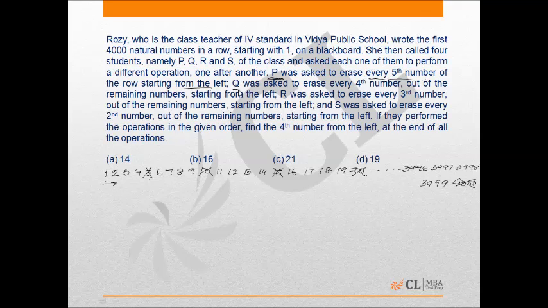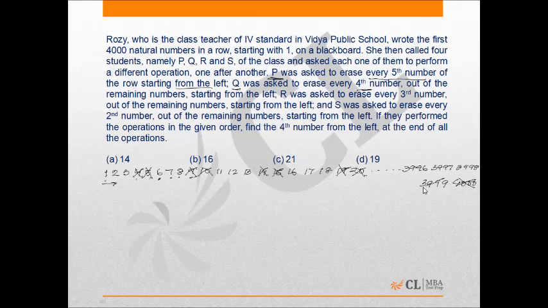Next, Q was asked to erase every 4th number out of the remaining numbers. Now, the 4th number is this, the number 4. Remember, 5 is not present as of now, so the counting will start from 6. So this is the 1st, 2nd, 3rd, and 4th. So the next number is now 9. The next number will be then 14. The next number that Q is going to erase is going to be 19.